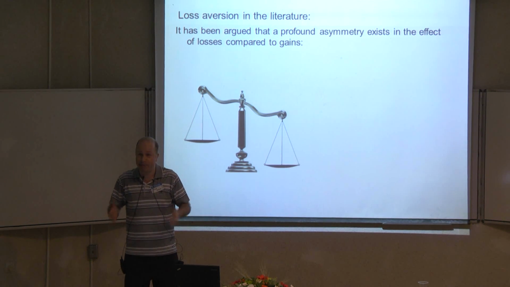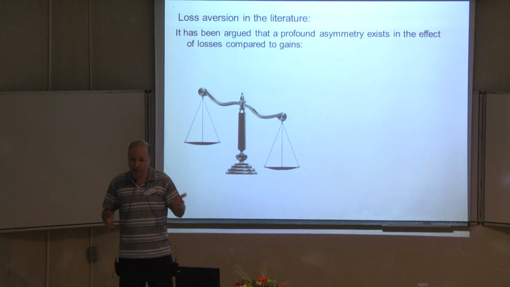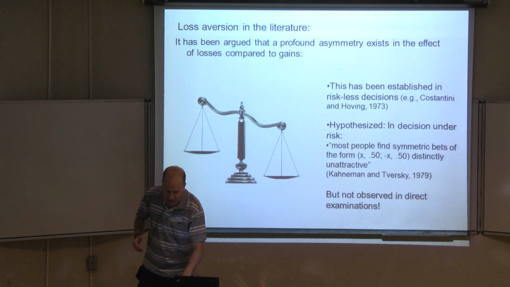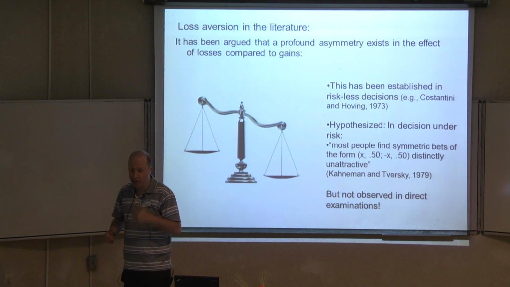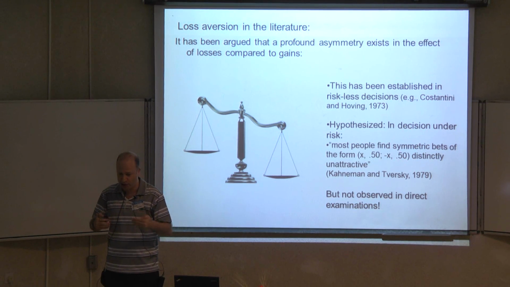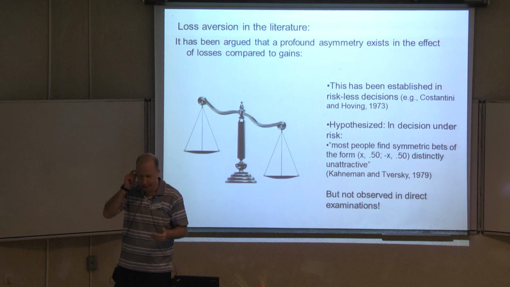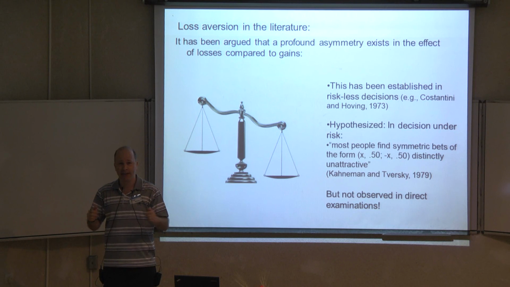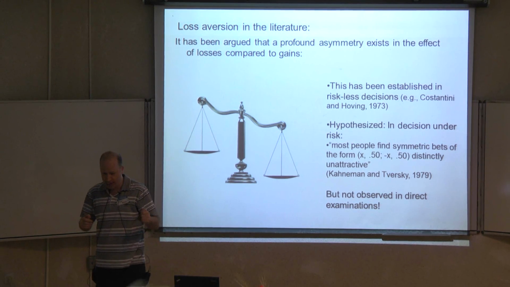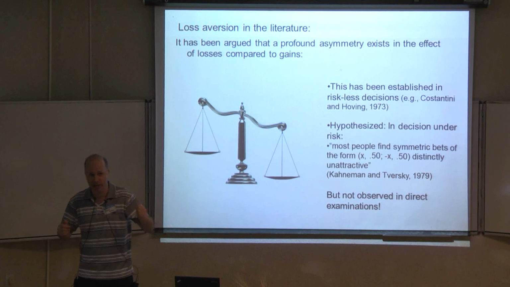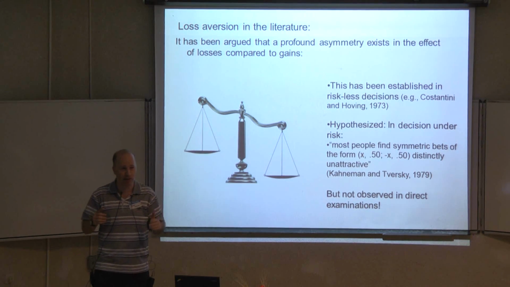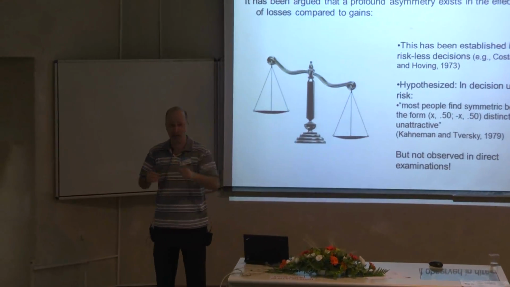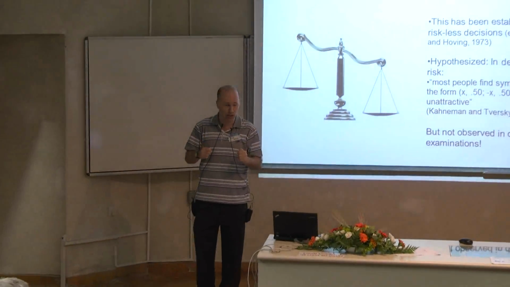In the literature, it's been argued that indeed there's a profound asymmetry in the effect of losses and gains on human behavior, and this has been pretty much established in riskless decisions, that is, in the effect of losses and gains on performance. For example, in an early study, Costantini and Hoving used the task of walk slowly. There is a beam on the floor, and your task is to walk as slowly as possible, and you get points for walking slowly. This seems like a very easy task, but for children it's very difficult. Children like to go fast, and it's very difficult for them to go slowly.